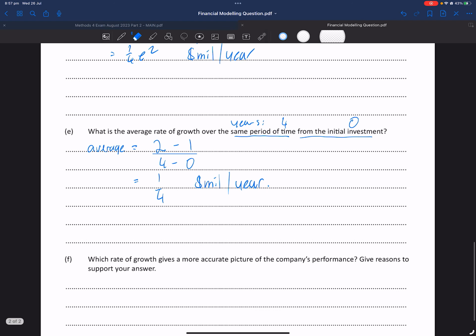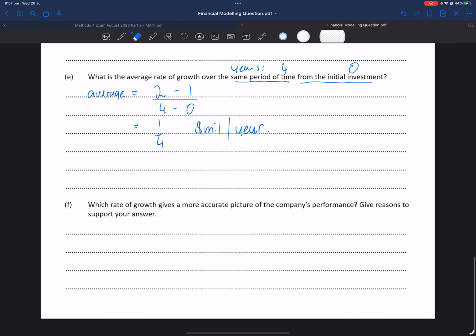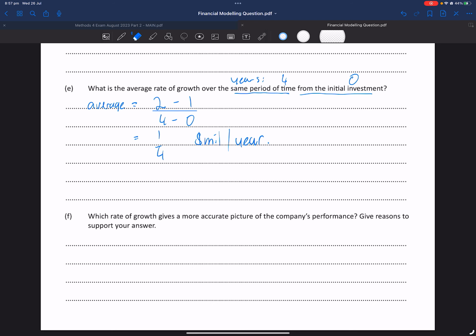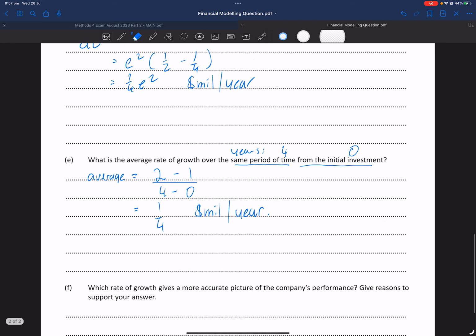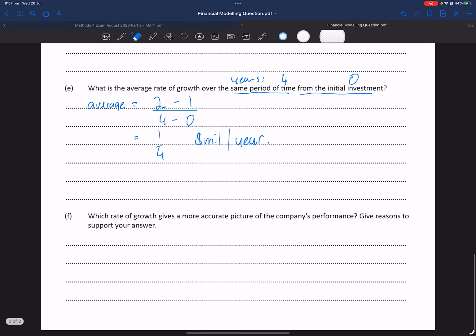And then it's saying which rate of growth gives a more accurate picture of the company's performance, give reason to support your answer. So this is kind of like an analysis question. They're usually worth maybe 1 or 2 marks in the actual section. And look, you could argue both ways. I think I might just verbally say it rather than writing it down because it's probably a bit faster.